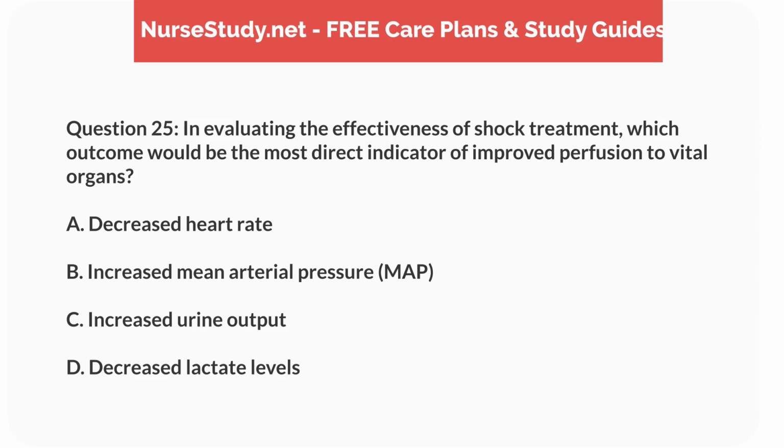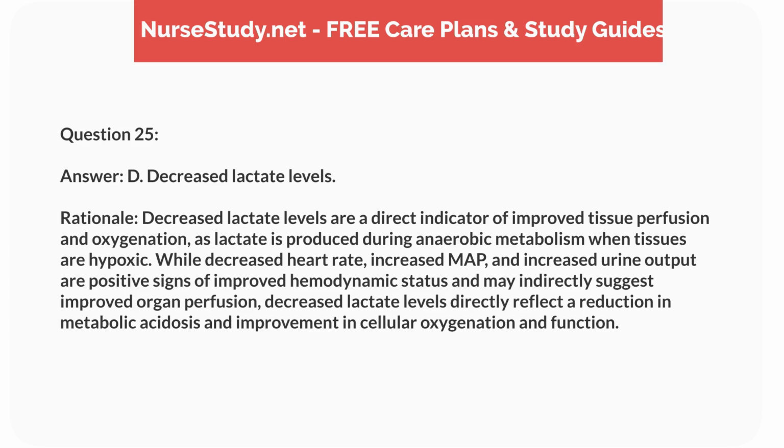Question 25. In evaluating the effectiveness of shock treatment, which outcome would be the most direct indicator of improved perfusion to vital organs? A. Decreased heart rate. B. Increased mean arterial pressure, MAP. C. Increased urine output. D. Decreased lactate levels. Answer: D.